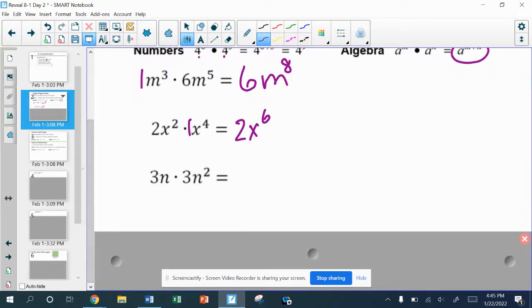And for this last example, multiplying the coefficients, so this time it's not just a 1, we've got a 3 times a 3 would give us a 9, and then an n and an n squared, and just like when there's no coefficient, you know there's a 1. When there's no exponent showing, you also know that's a 1. So I would have n to the 1st and n to the 2nd would give me n to the 3rd power.